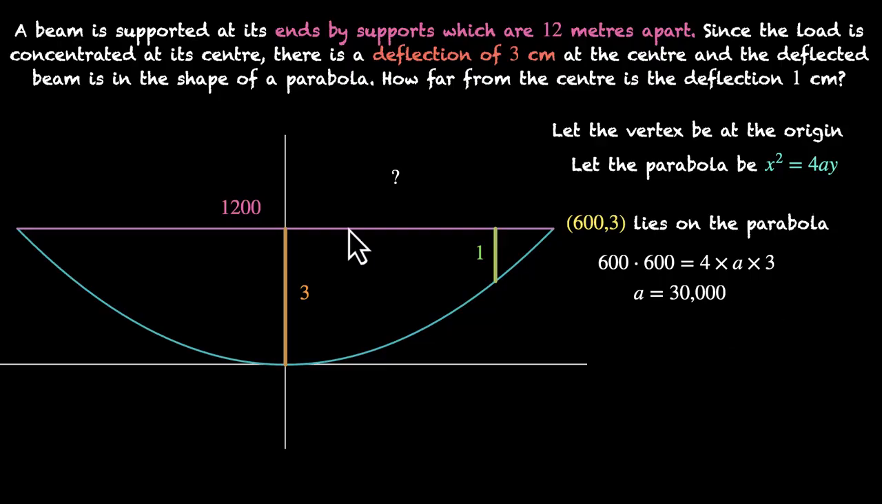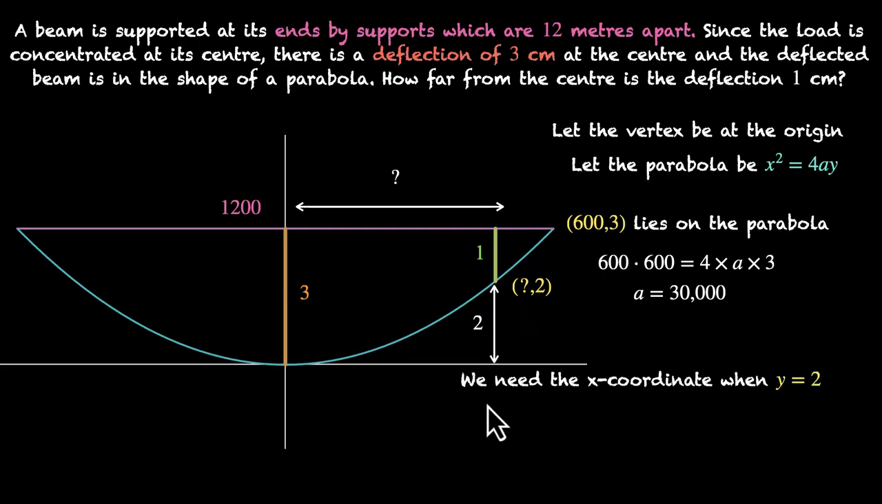Now we need to figure out this length. For that, we need another point. Which point should we pick? Let's pick this point. This point is 1 unit below this line, which means it's 2 units above the x-axis. So the y coordinate for this point is 2, and we are looking for the x coordinate. So this point is (?, 2).